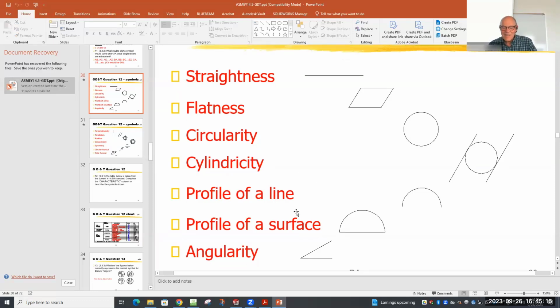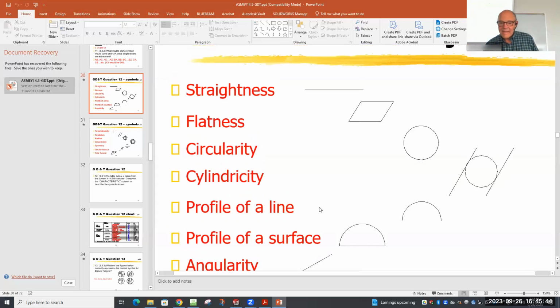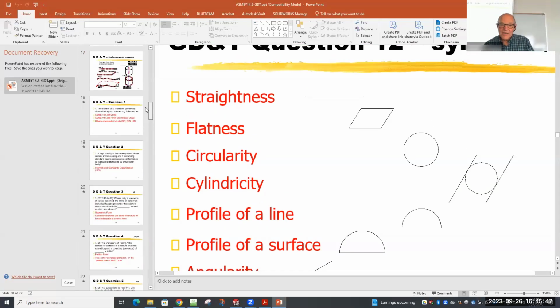Profile of a line, though, and profile of a surface, which are getting used more and more. These, to me, you could eliminate straightness. You could eliminate flatness. You could eliminate, well, to some extent, circularity, because profile of a line just means no matter what the shape of that line is, you're controlling it. It doesn't have to be straight. Straightness is like a special case. Profile of a surface would be like this. We don't have profile of a surface on here.